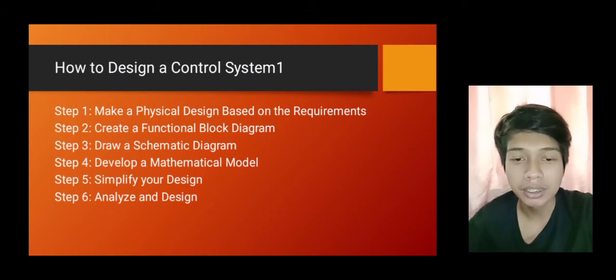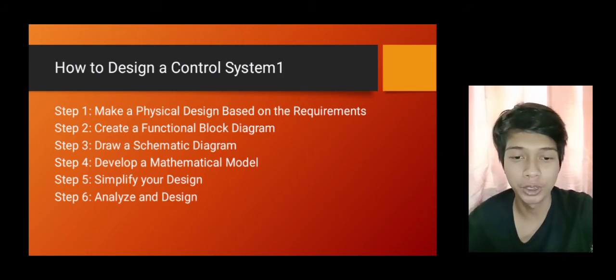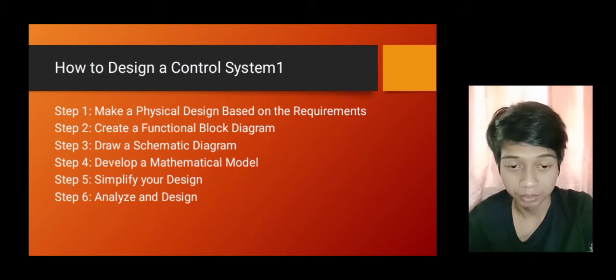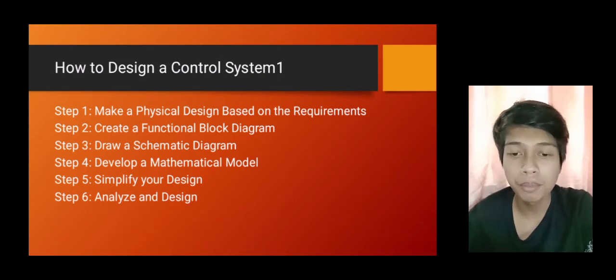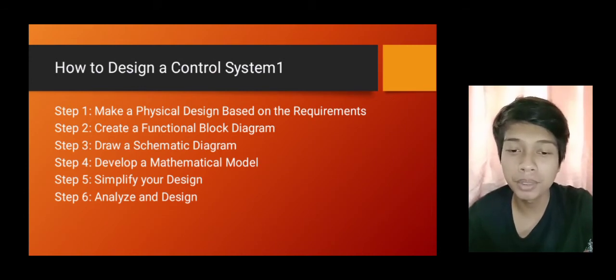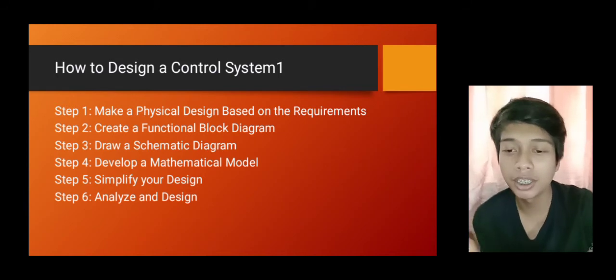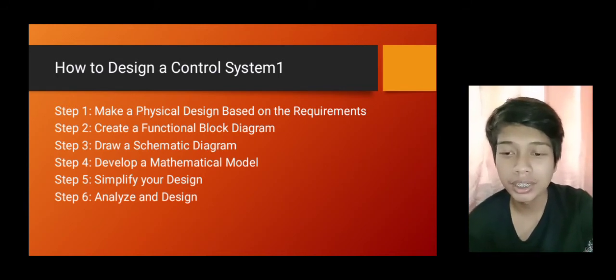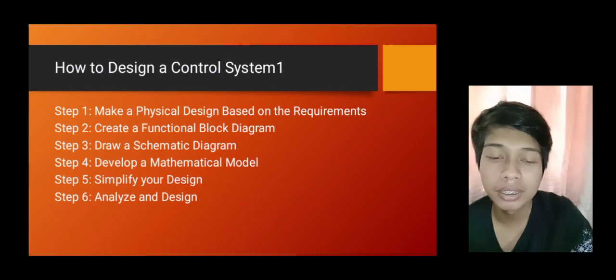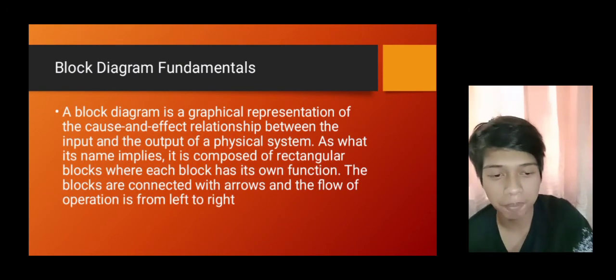Simplify your design. Try to reduce the block diagram if possible. We will discuss the reduction of block diagrams in the later chapters. Step 6. Analyze and design. When everything is set, we can begin the analysis and design of the system. In this step, we will test our system if it meets the required performance and function. Don't forget to test its transient response, steady state response, and stability.